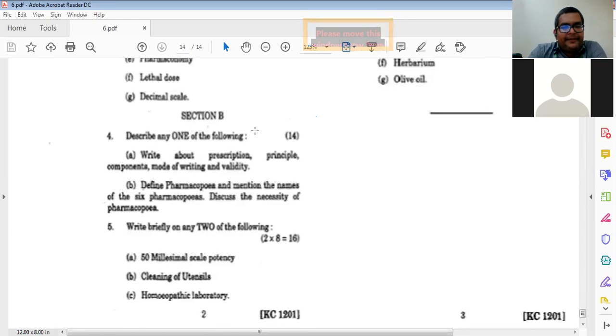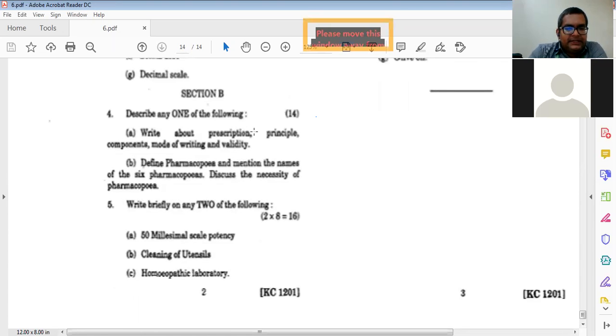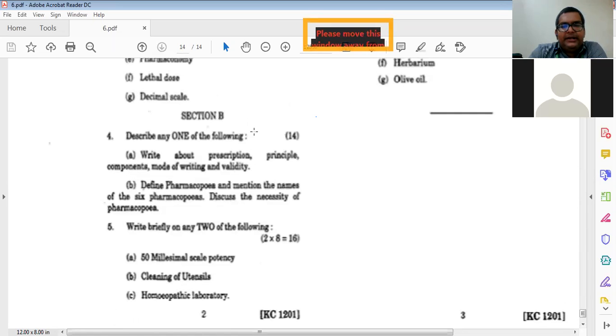Then write brief on any two of the following: 50 millesimal scale potency, cleaning of utensils, then homeopathic laboratory.